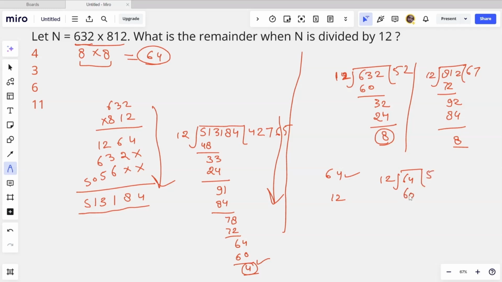As we can see, 4 is the remainder. So this approach is really simple and really fast. As you can see, 4 is our answer and the first option is the correct option. Thank you.